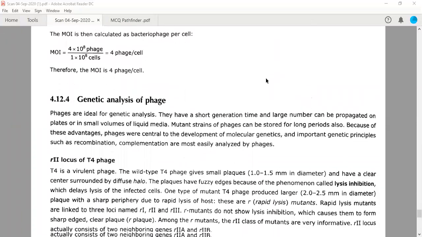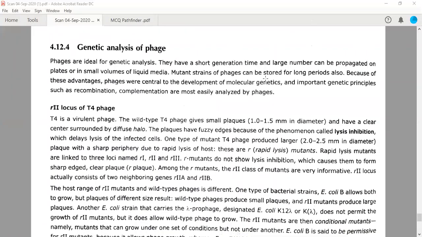If you have a query, please ask. In the next class, we will start this topic, which is actually the genetic analysis of bacteriophages or viruses. Quite an interesting topic, and many questions have been asked from this particular topic. So we will start this in our next class.